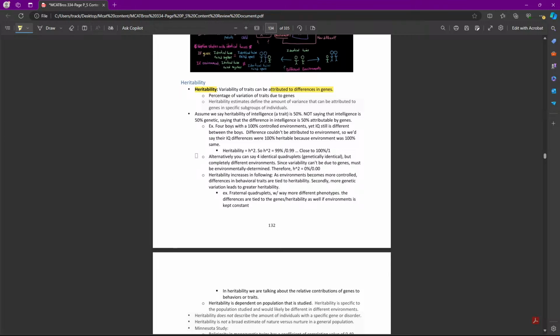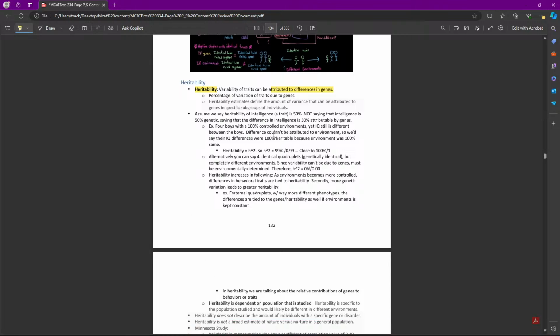Example. For boys in 100% controlled environments, yet IQ still differs between the boys. The difference couldn't be attributed to environment. So we say their IQ is 100% heritable because the environment was 100% the same. Alternatively, you can say four identical quadruplets, genetically identical, but raised in completely different environments. Since the variety can be due to genes.